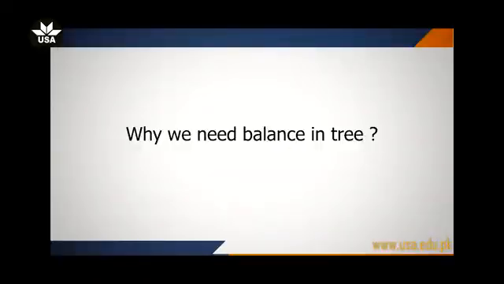If we observe a tree and it starts growing on a single side, for example, if a tree starts growing in the left subtree and there is no right subtree or right child, in this case the tree is not a balanced tree. A tree must be balanced, having balanced right and left sides. So we need balance to achieve that log n time complexity.